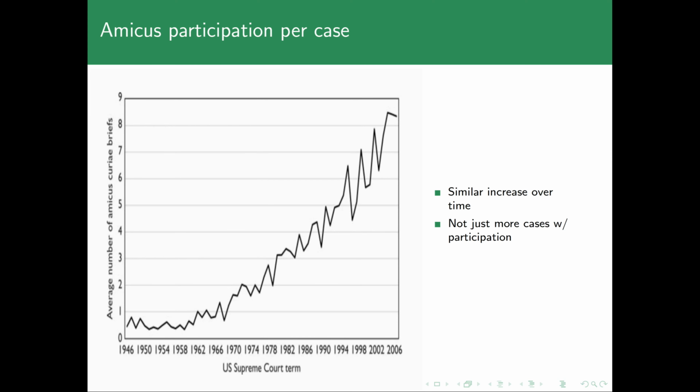So the previous graph showed that there's more cases with participation. What this is showing is that there's more participation per case. Until about, I don't know, the late 1960s, if you follow my cursor, there was only one amicus brief per case on average. This shoots up by 1990. It's like 4. Nowadays, it's 8, 9, 10 amicus briefs per case.